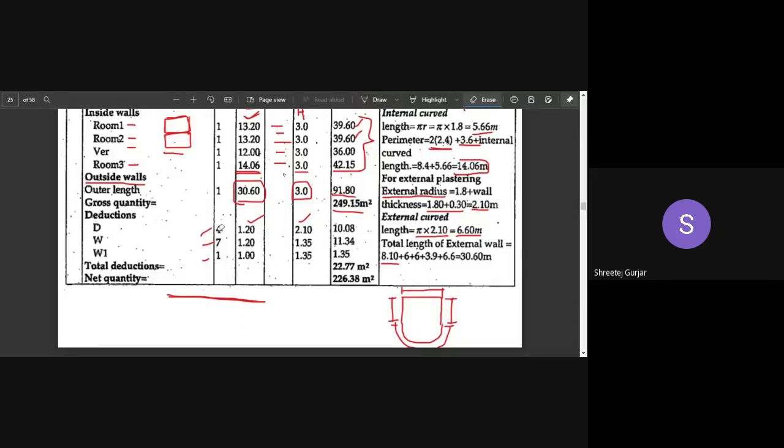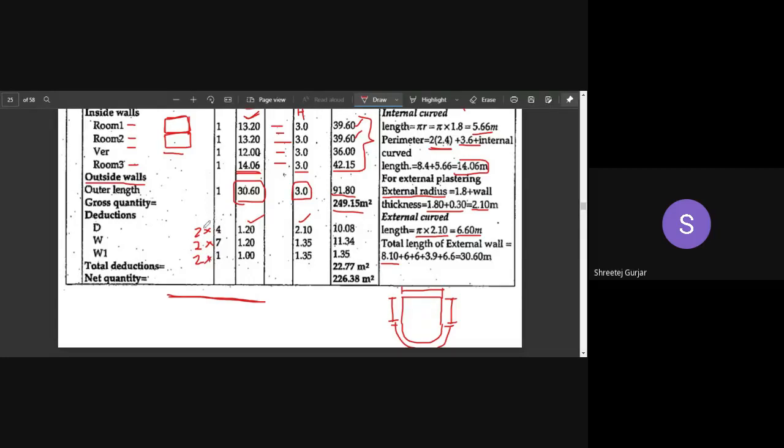Now, as I've told you, each of my doors has 2 surfaces, right? So into 2 for all of this. We have to multiply twice, because we have 2 surfaces, inside and outside, for our doors, windows, and ventilators, whatever it is.